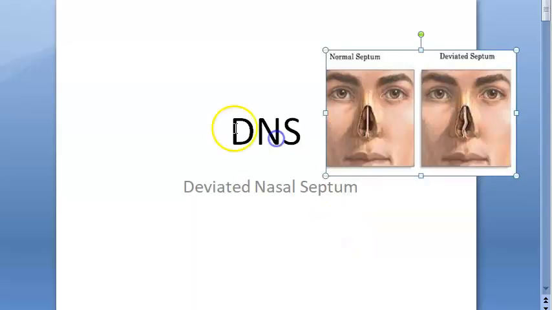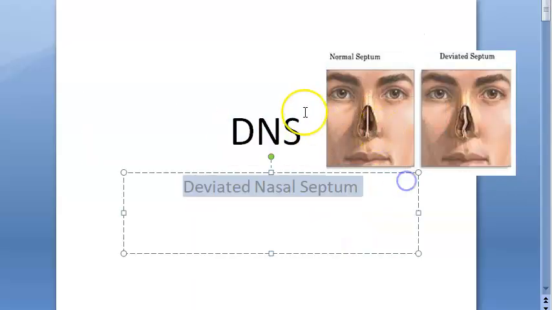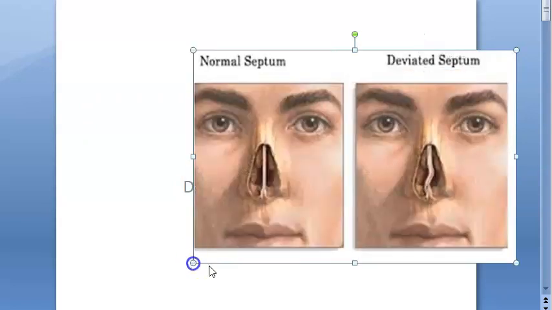Hello people, in this video let us look at deviated nasal septum, or DNS. So you can see here this is the nasal septum which is normal, right? And here you can see the deviated nasal septum. Look at this nasal septum, the shape. It simply goes like this, like this, like this. Yeah, that's a deviated nasal septum.